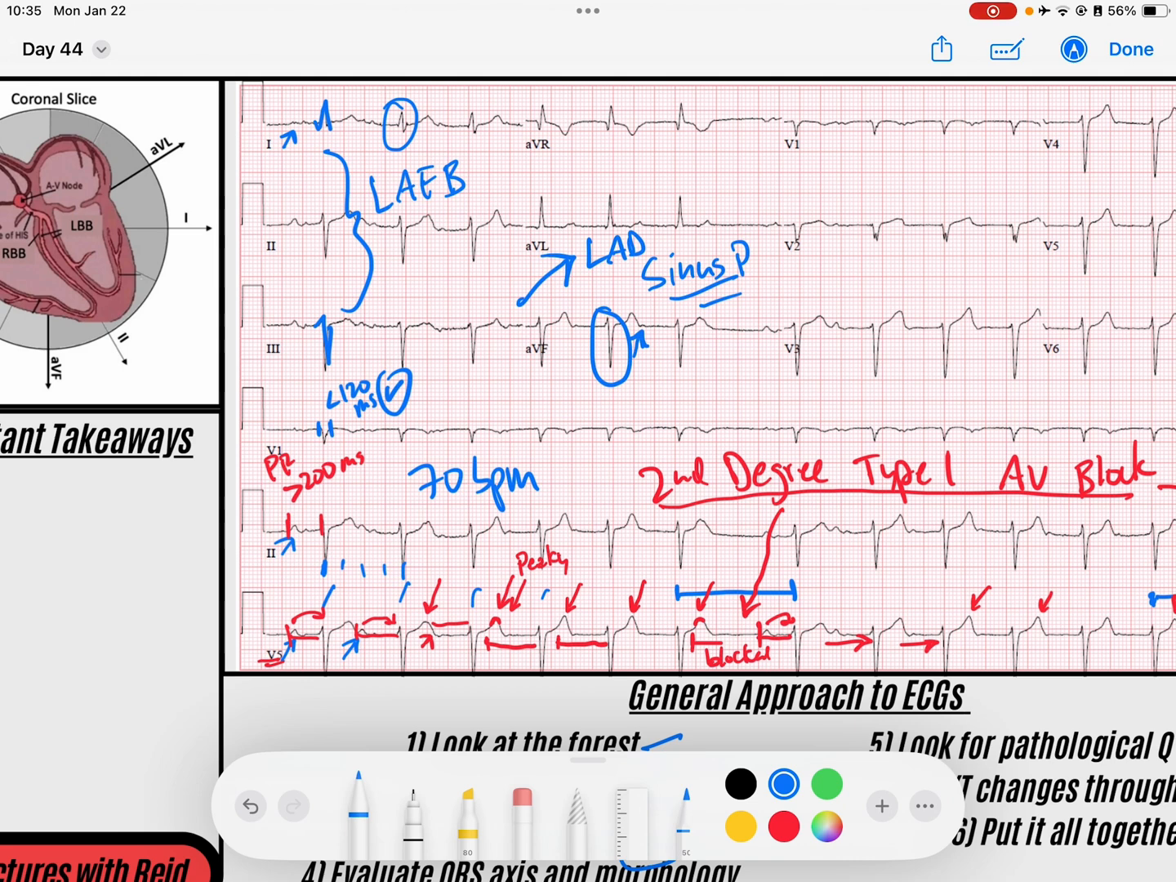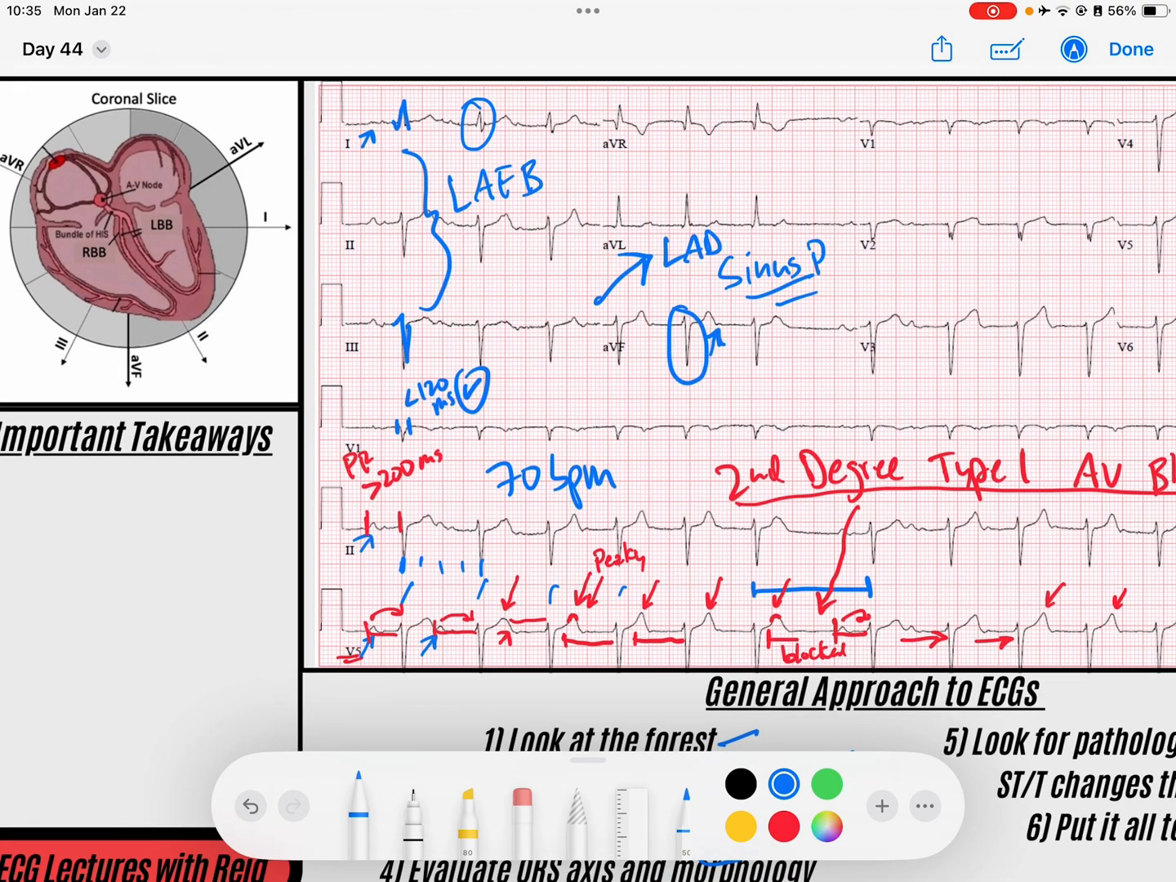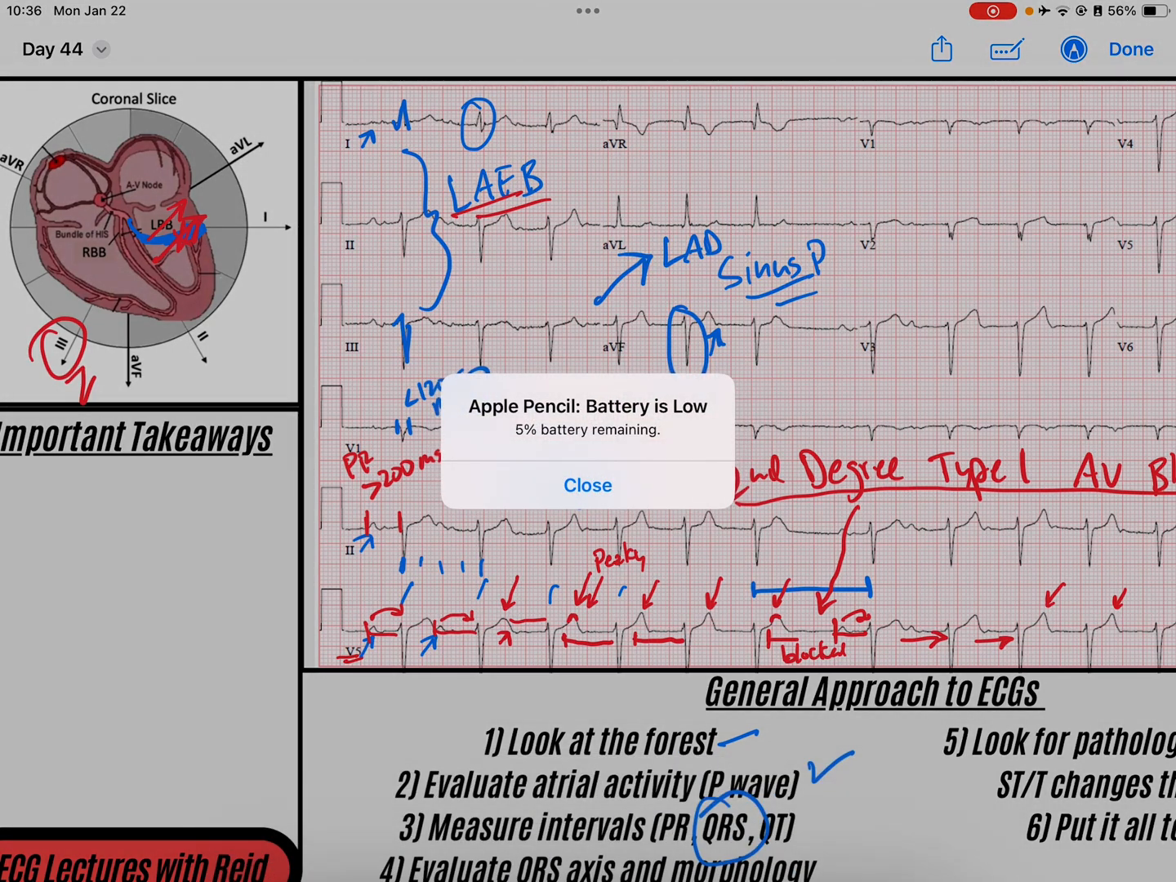Remember, there are 2 fascicles, and the left anterior fascicle, if you look at this heart here, travels on the superior anterolateral part of the heart. If you block this, you'll get late forces going toward it, which will make that deep S wave in lead 3, getting the RS there. If you don't understand left anterior fascicular blocks, go to my other lecture video. I do talk about this in one of my lectures.